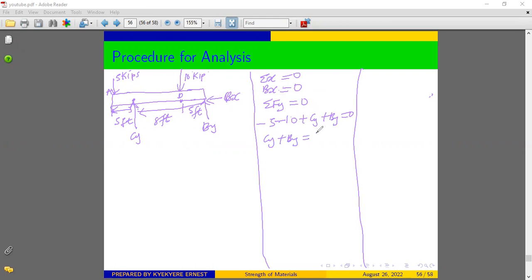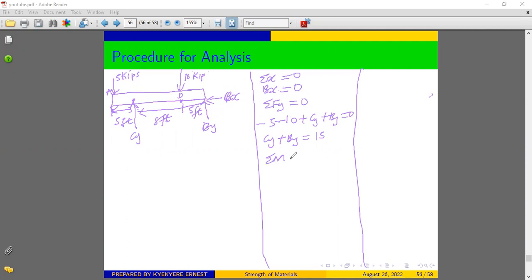Then once you are done with that, we can take moments. So for the sum of moments, we can take moment at C, or we can take moment at B. So in this case, we would like to take moment at C, since Bx is zero and we only have one reaction. So we take the sum of moments at C equal to zero.